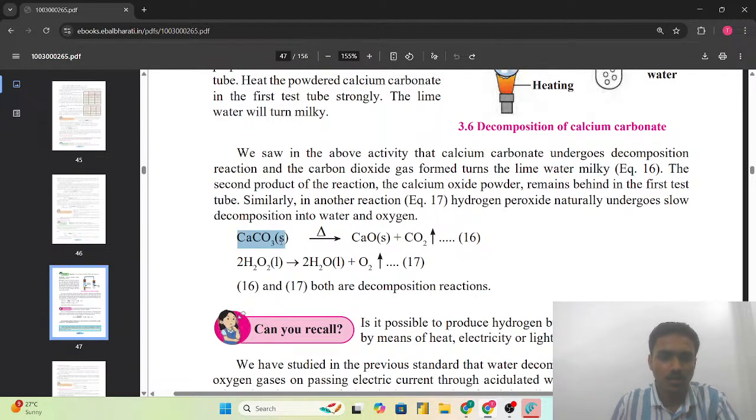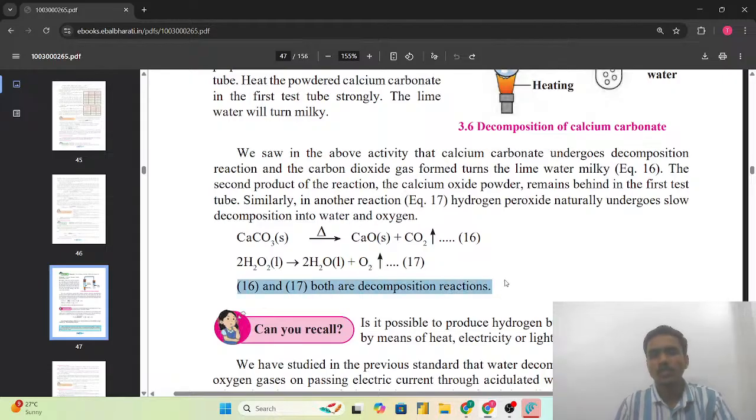यहाँ पर साधारण सी बात है, कैल्शियम कार्बोनेट लिया है जो कि सॉलिड फॉर्म में, उसको हीट प्रोवाइड की. So there is a formation of calcium oxide, solid, and carbon dioxide is released. So आगे हाइड्रोजन पेरोक्साइड की जो H2O2 है, तो उसकी रिएक्शन leads to the formation of two molecules of H2O plus O2. So 16 and 17 both are the decomposition reaction.